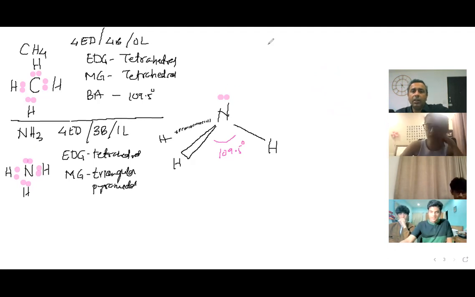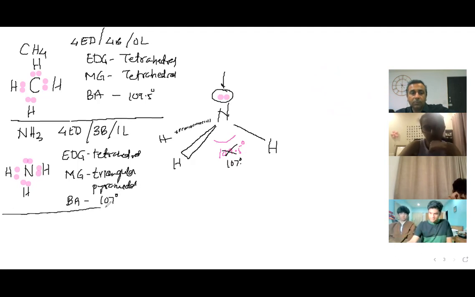Now, what about the bond angle? How much should be the bond angle? Now we know, because there is a lone pair here, this bond angle will squeeze to 107 degrees. Okay. So that's about 4 electron domains, 3 bonded, 1 lone. The last example, water.